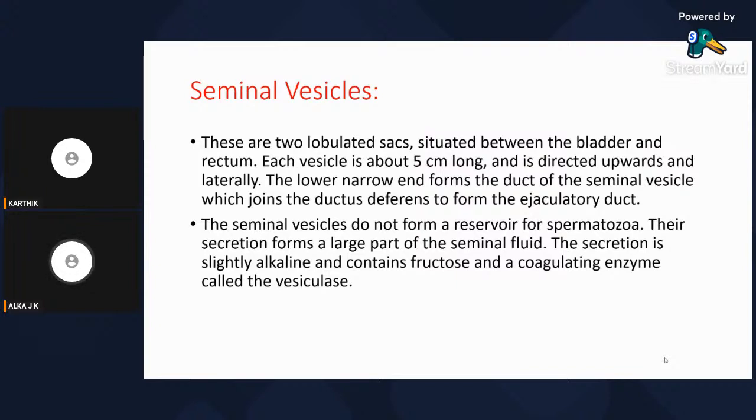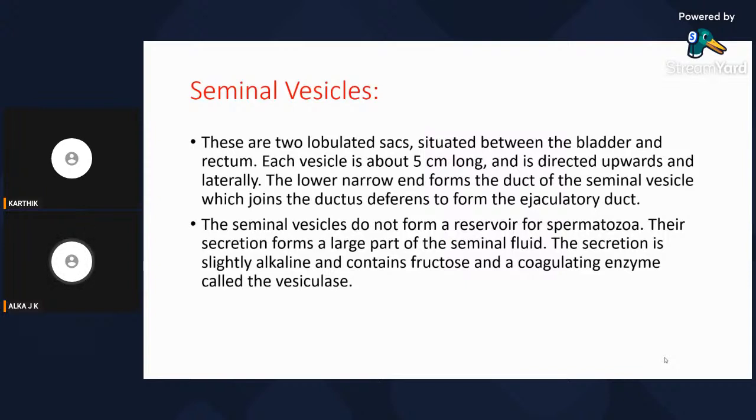These are two small pouches or lobulated sacs, situated between the bladder and the rectum. Each vesicle is about 5 centimeters long, directed upwards and laterally. The lower narrow end forms the duct of the seminal vesicle. It joins the vas deferens to form the ejaculatory duct.